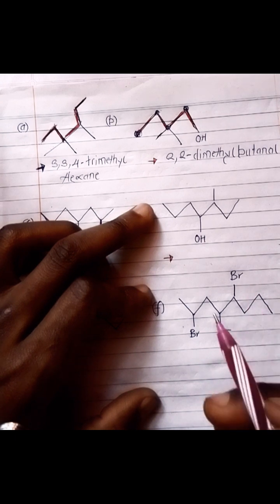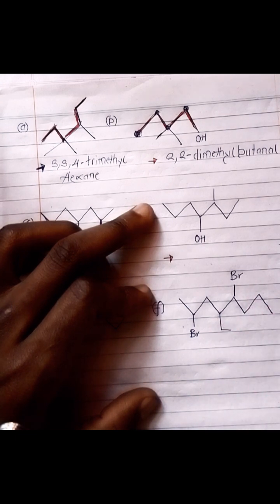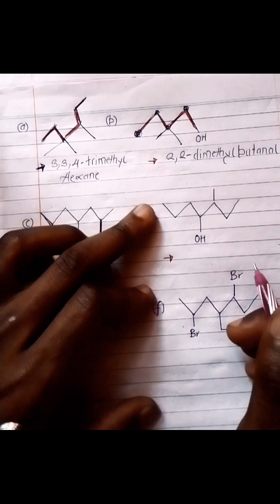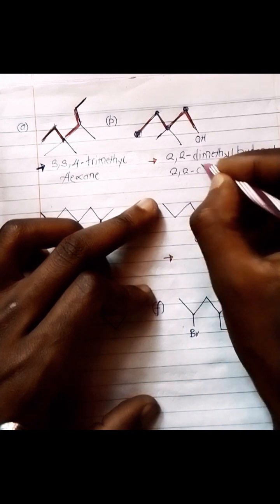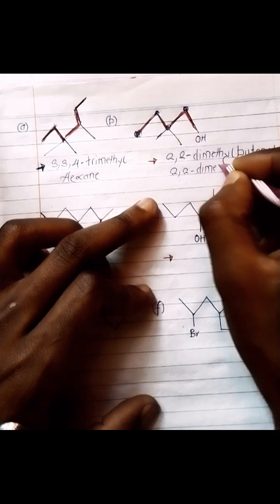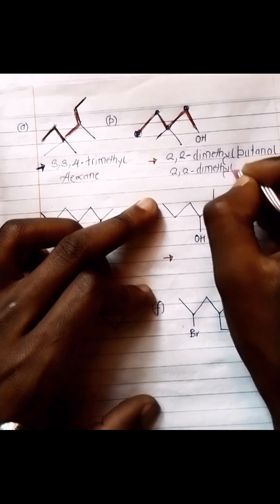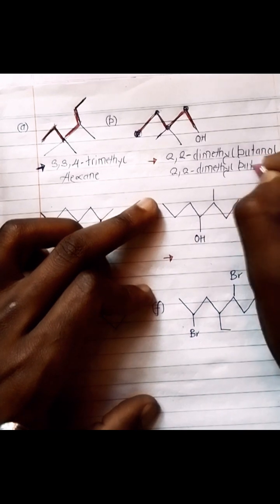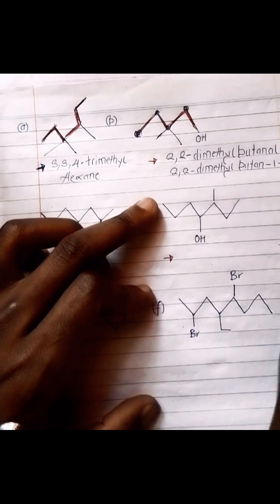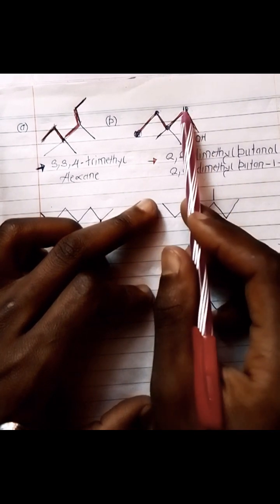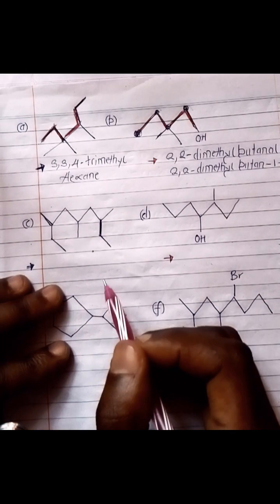Someone could have said butan-1-ol. That would have also been fine. It's another way. So we could say 2,2-dimethylbutan-1-ol. The reason is that the alcohol group is at position 1. So let's go to the next one.